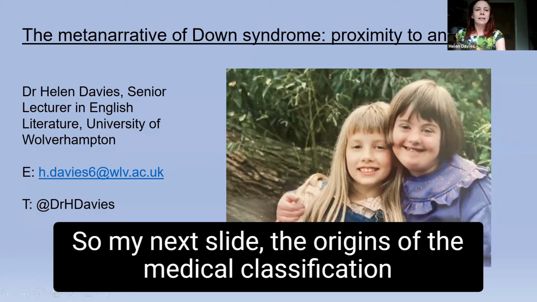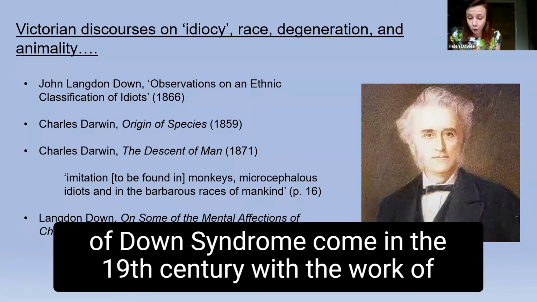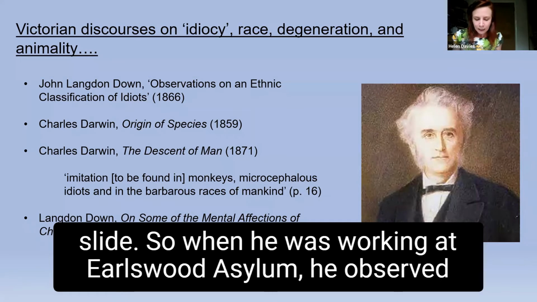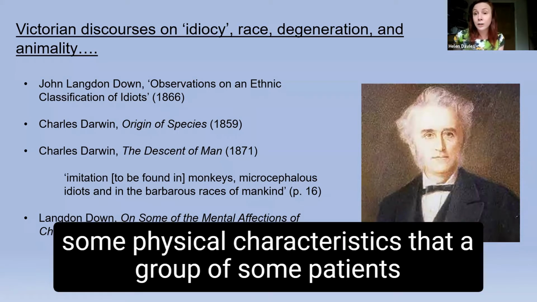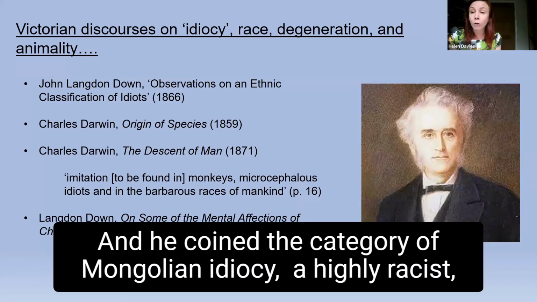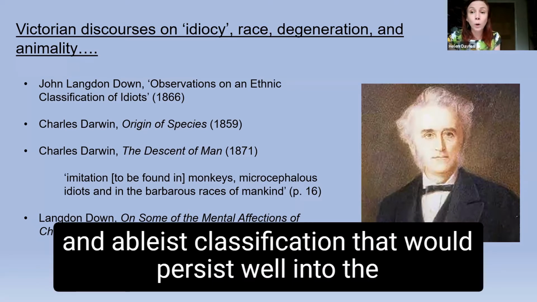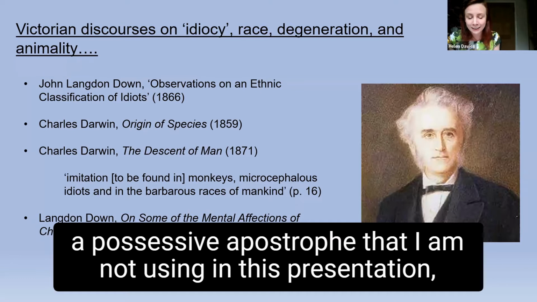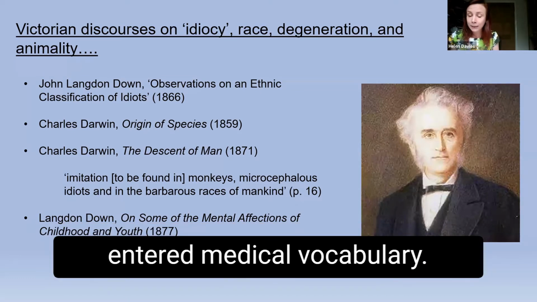So, my next slide. The origins of the medical classification of Down syndrome come in the 19th century with the work of John Langdon Down, and there is a portrait of him on the slide. When he was working at Earlswood Asylum, he observed some physical characteristics that a group of some patients in his care had in common with people of Far East Asian heritage. And he coined the category of "Mongolian idiocy", a highly racist and ableist classification that would persist well into the 20th century. It wasn't until the 1960s that the term "Down's syndrome", with a possessive apostrophe that I am not using in this presentation, entered medical vocabulary.